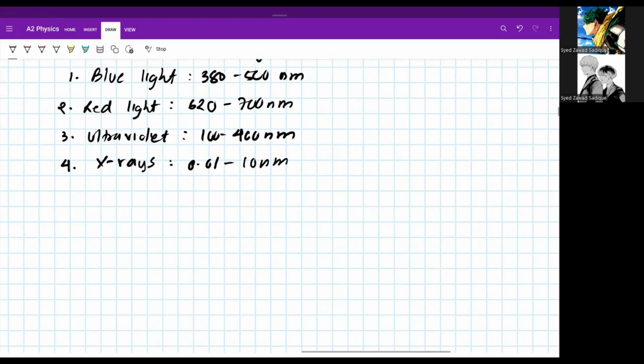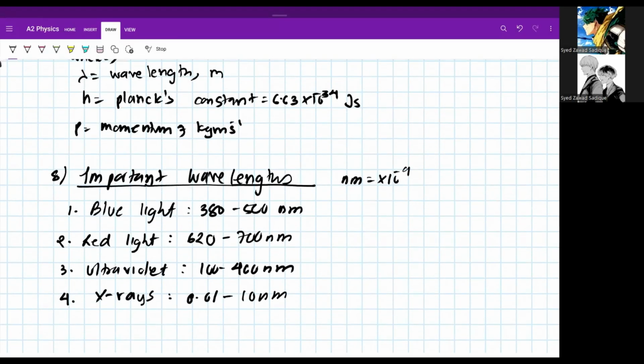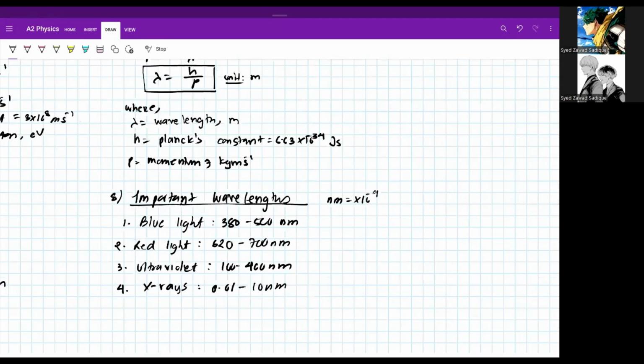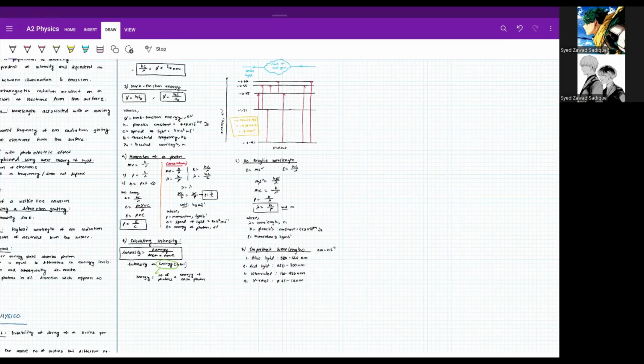The reason you're supposed to know this is because the question might ask you to find the wavelength, and then it might ask under which spectrum it falls. So you have to say if it's blue light, red light, ultraviolet, or X-ray. So yeah, that's all for our quantum physics.